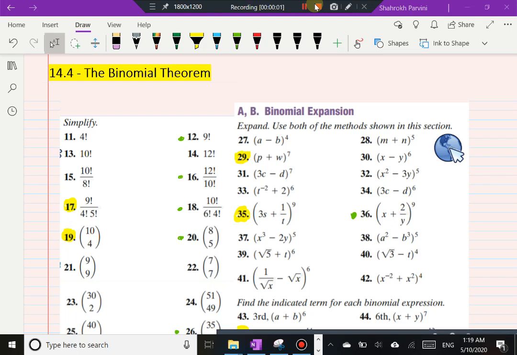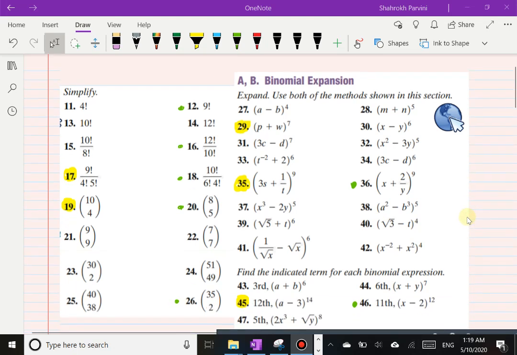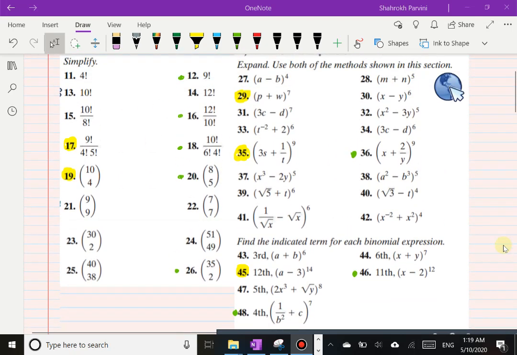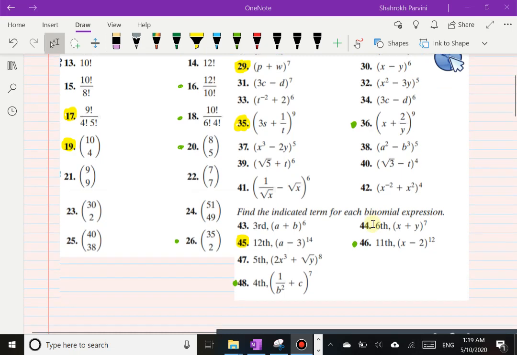In this lecture, we're going to talk about the binomial theorem. This is going to be the last section of chapter 14 for us. Here I have a list of exercises from your book. Again, the highlighted items are the ones that are part of your homework, and the ones that are highlighted with a green dot next to them are the ones that we're going to look at together.